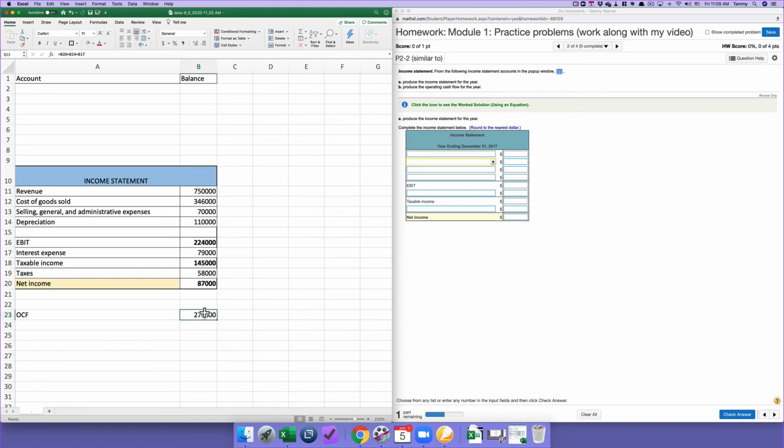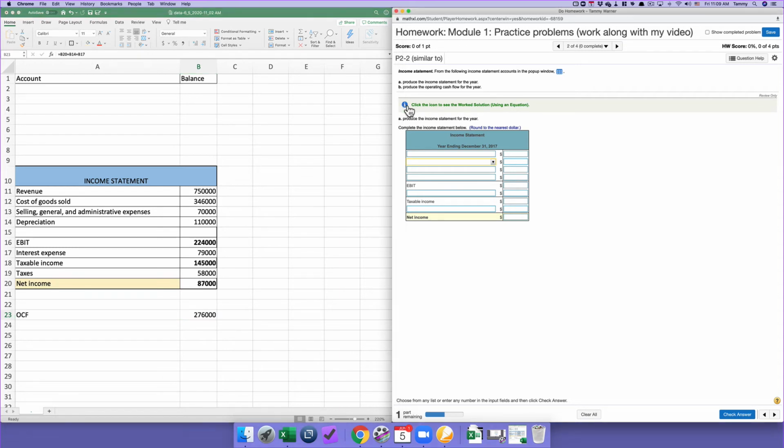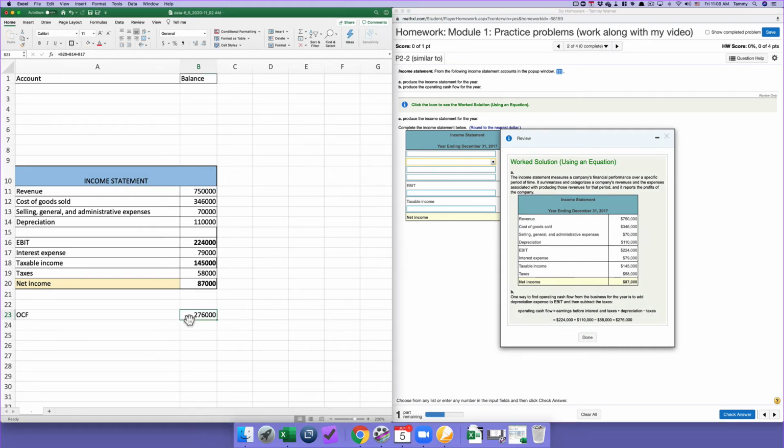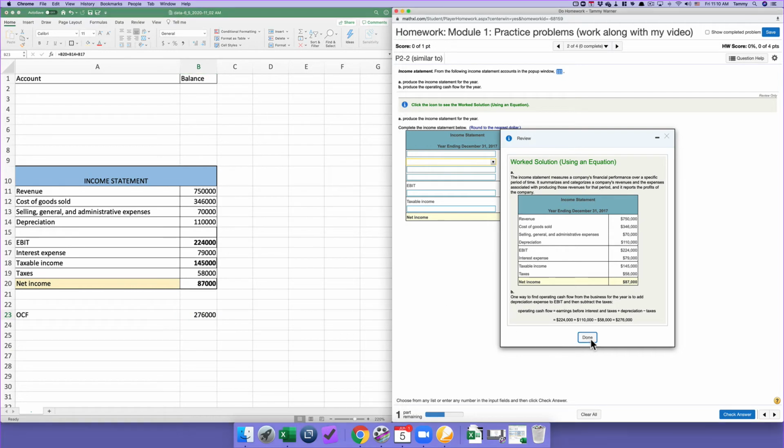Okay, and then let's check the worked solution, make sure that's right. Net income is 87 and operating cash flow is 276. So that's how you do the next one. So you see, these really aren't so bad. It's just a little tedious, but you know, they make it so that you don't have to do your own data entry. So that's nice. Okay.